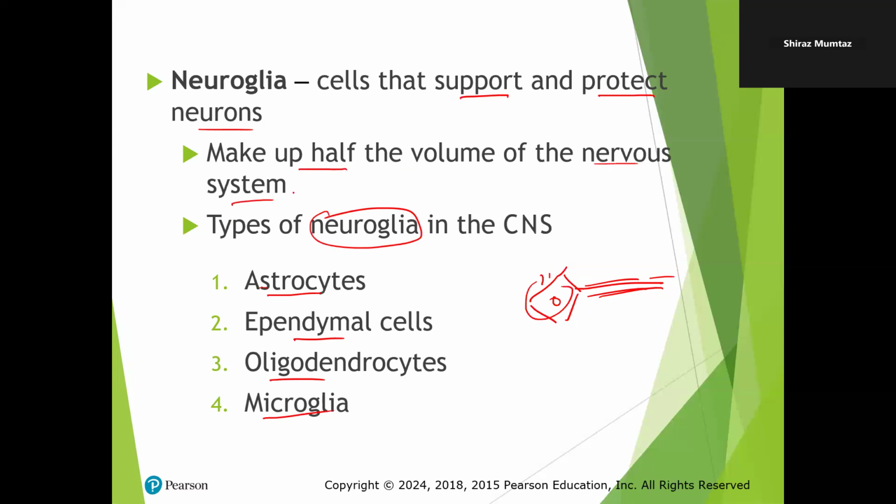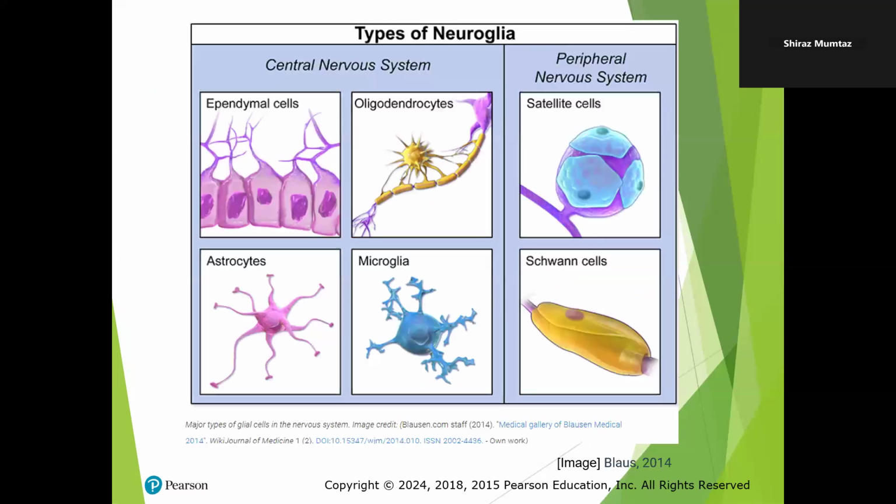Including everything, these four types contain almost 50%. The rest of it is the neurons, which process the information. That's what it looks like. In the picture, the ependymal cells secrete the CSF and have cilia that help in the circulation of the CSF, which we're going to come to in a minute.